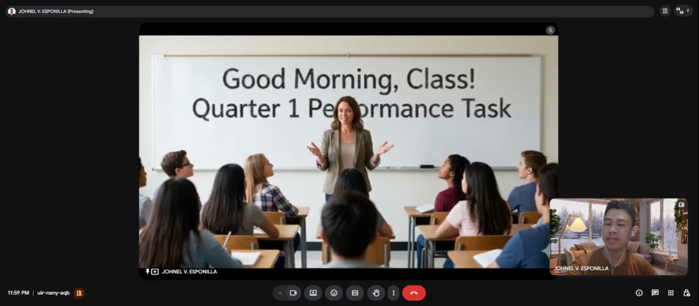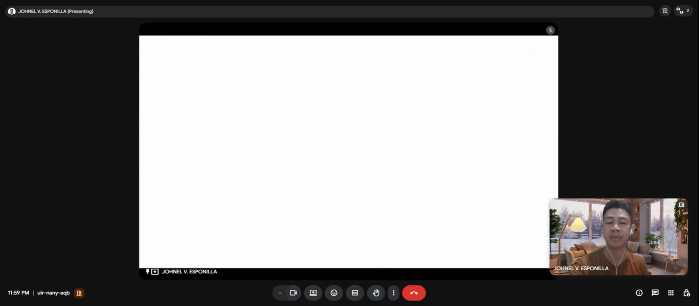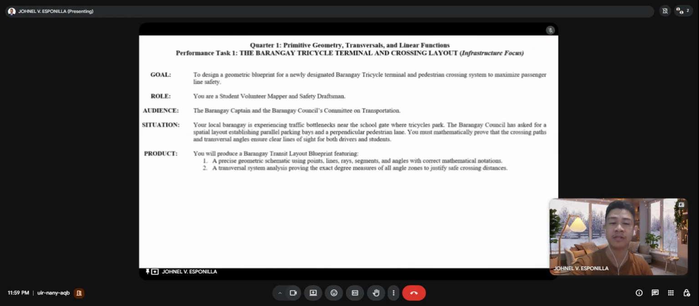Good morning, class. Today, we are launching our quarter one performance task, and it is a very exciting one because it turns you into real world problem solvers for our local community. And the title of our performance task number one for the quarter one is the Barangay Tricycle Terminal and Crossing Layout, in which the focus is the infrastructure.